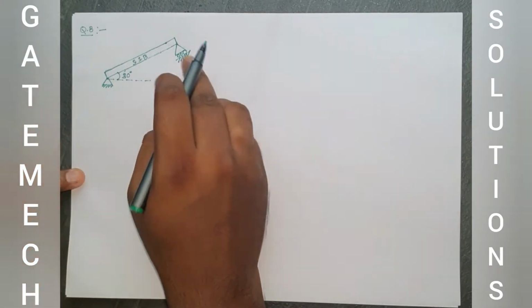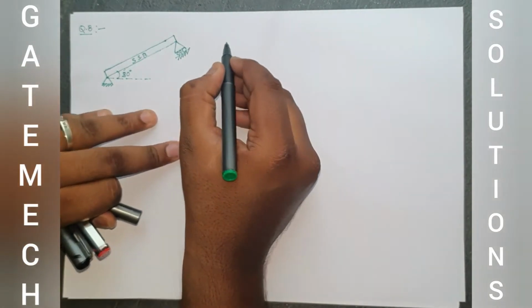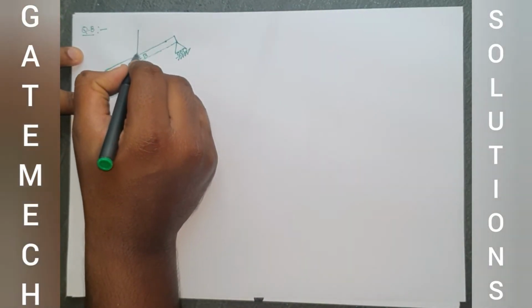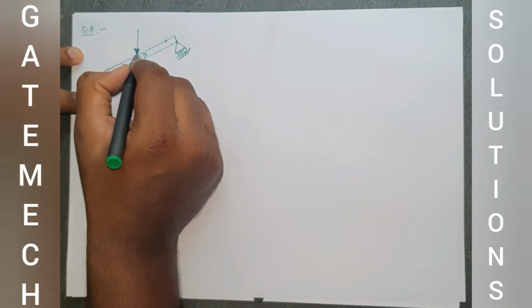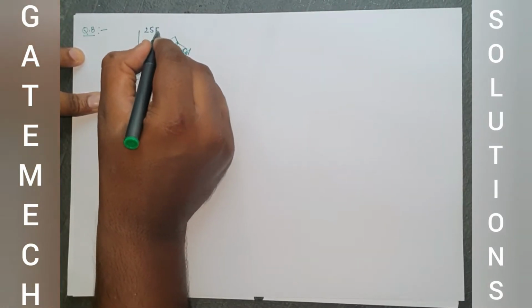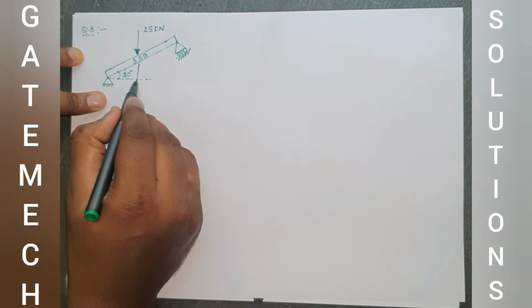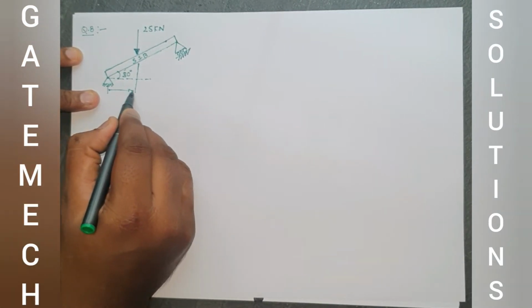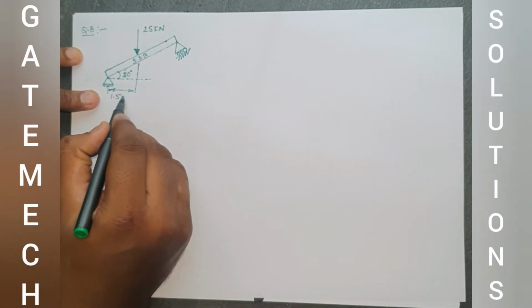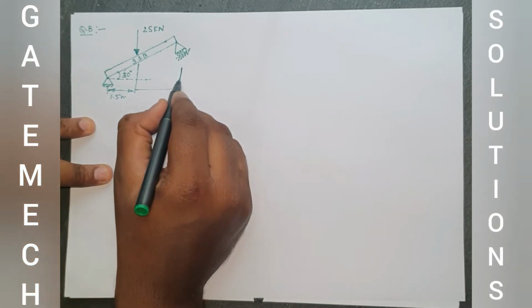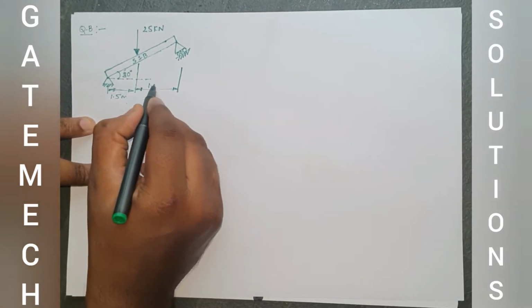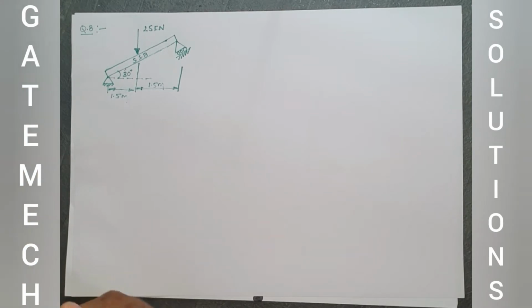This is the hinged support and this one is the roller support. And the simply supported beam is subjected to a concentrated point load exactly at the middle. The magnitude of point load is given 25 kN and that is acting at a distance of 1.5 meter from the left support, and with respect to the right support the distance is again 1.5 meter.